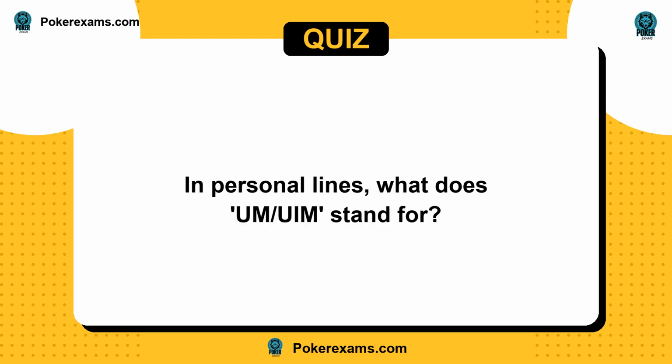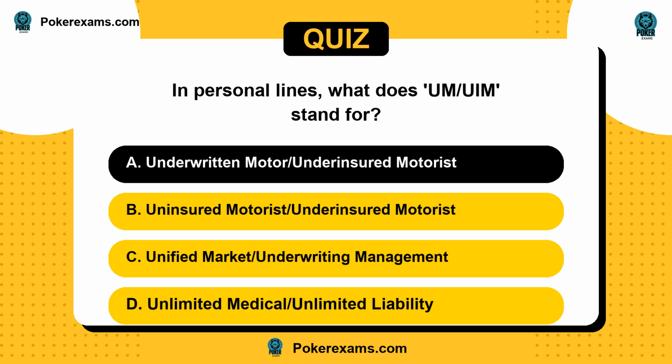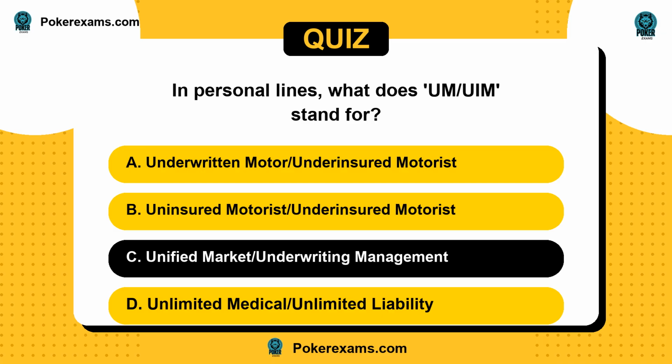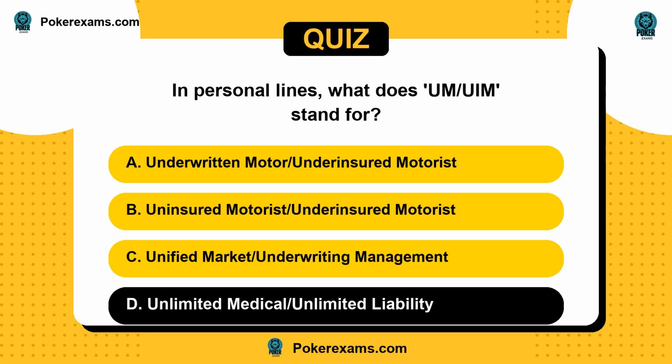Next question. In personal lines, what does UM/UIM stand for? Is it A, underwritten motor/underinsured motorist? Or B, uninsured motorist/underinsured motorist? C, unified market/underwriting management? Or D, unlimited medical/unlimited liability?